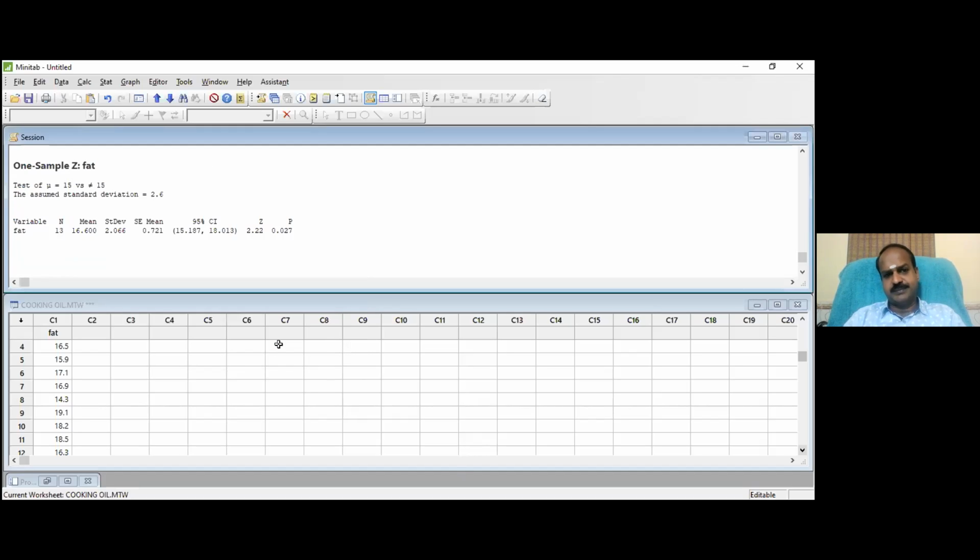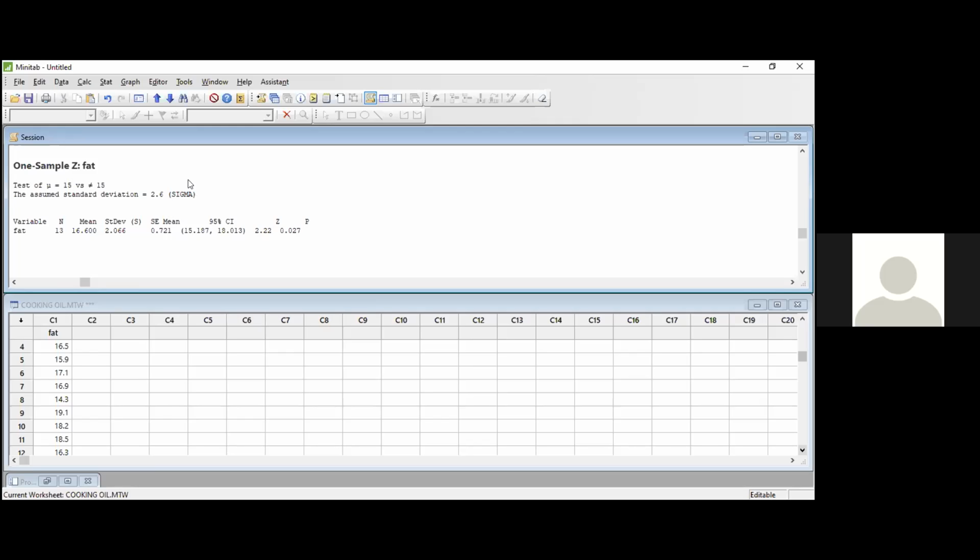Now I give OK. Minitab will do everything for me. Minitab has completed the test in no time. See here, test of mean, one sample Z test on fat. Variable is fat. Sample size is 13. Sample mean is 16.6. Sample standard deviation is 2.06. Sample standard deviation should be denoted as capital S. The population standard deviation is 2.6. That is sigma. Do you understand the difference between sigma and S?